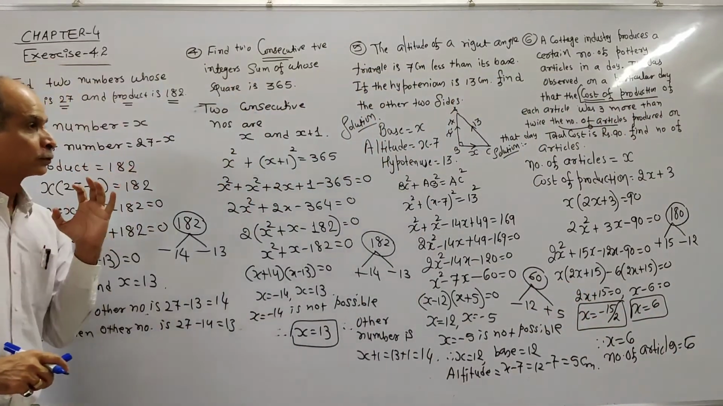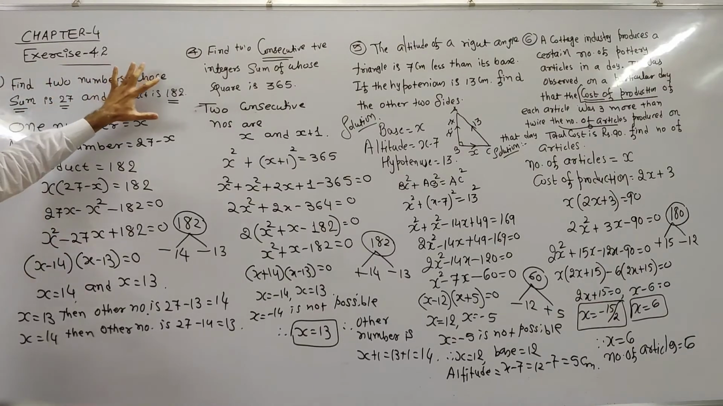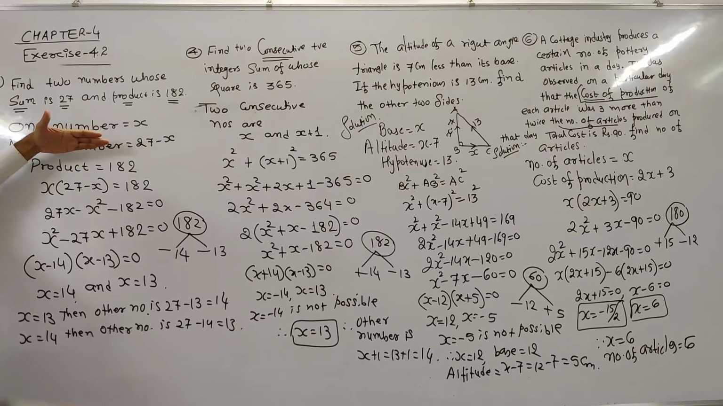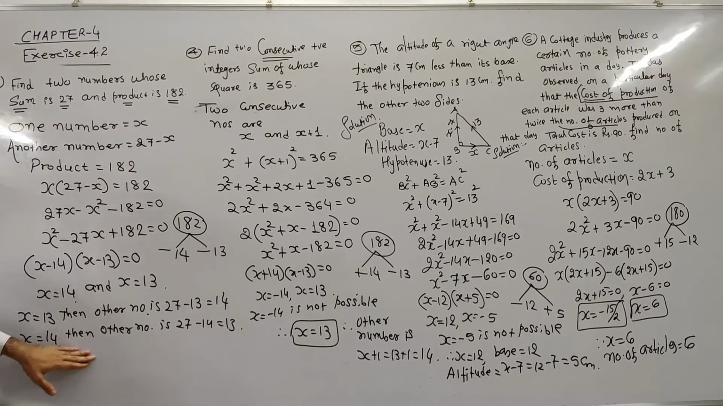Well, so we have completed these 4 examples. Now we have a very important example, and it is a problem sum. So read the problem, assume the variable x, prepare the equation, and then solve this equation by the method of factorization. You will get the answer. Here, in the first example, the sum is given to you, and the product is given. So one number is x, another number is 27 minus x. The product is 182, and you can easily solve this example.